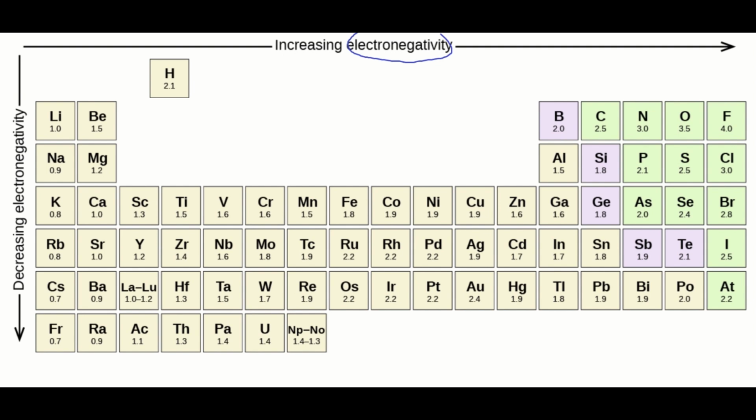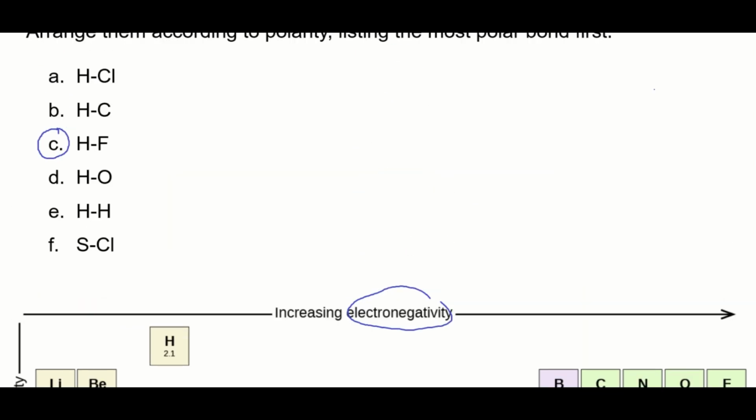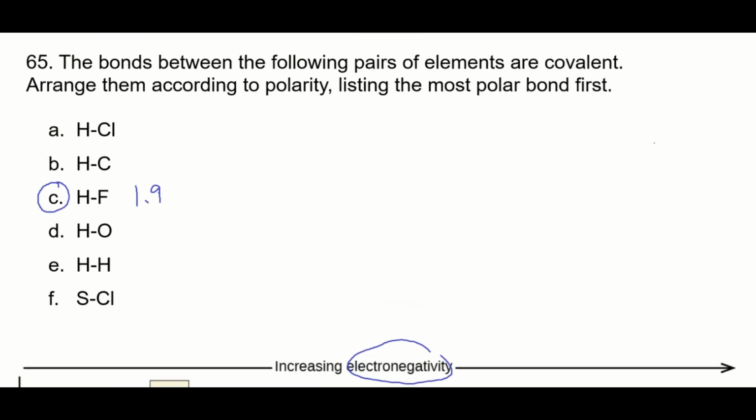So hydrogen being 2.1 and fluorine being 4.0, they have a difference in electronegativity of 1.9. And oftentimes we'll use the Greek symbol chi to denote electronegativity, and so the difference is delta chi. Delta is the capital delta in the Greek alphabet.